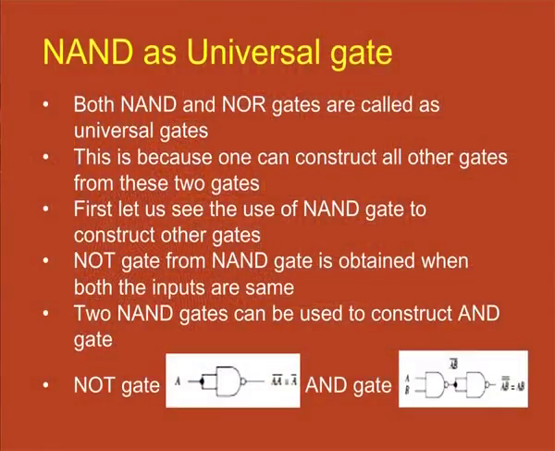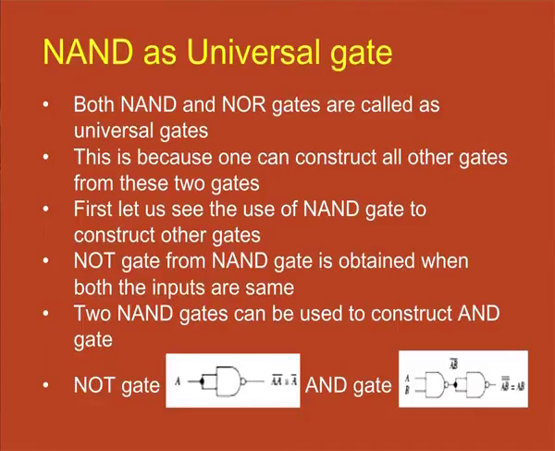Now, because we categorize the NAND gate and NOR gate into the universal gate category, how do we prove that both the NAND gate and NOR gate actually give us the universality factor? So, this universality comes into the picture because we can construct each and every gate that we are discussing in this lecture from either the NAND gate or the NOR gate.